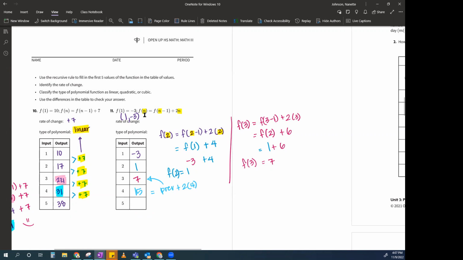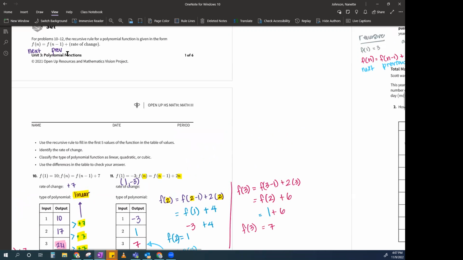Our rate of change, if you look at the structure right here, is the guy that sits next to previous, right? So where is it? So here's our function. Where is our rate of change? Yeah, it's the 2n. See, he's sitting in the same spot.